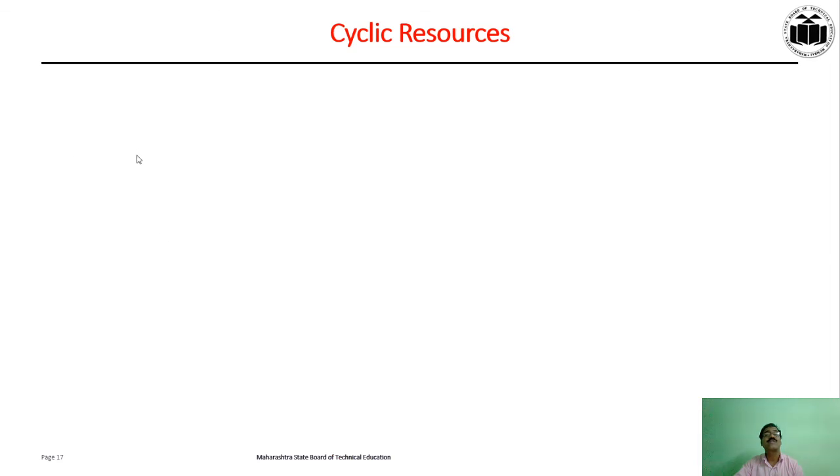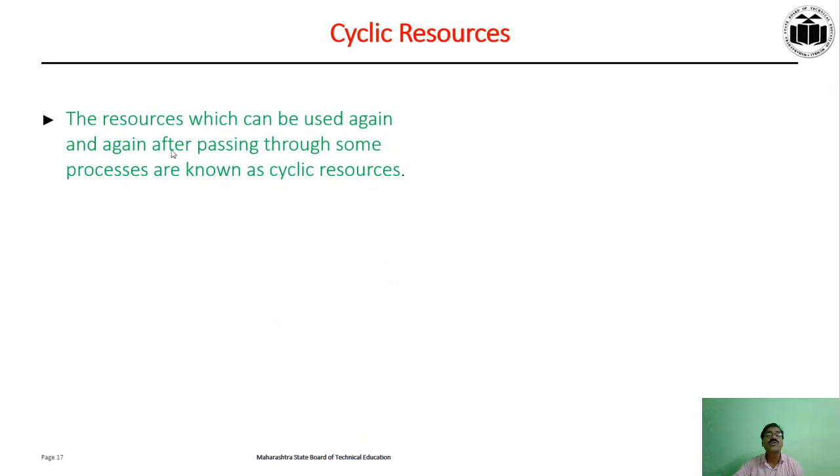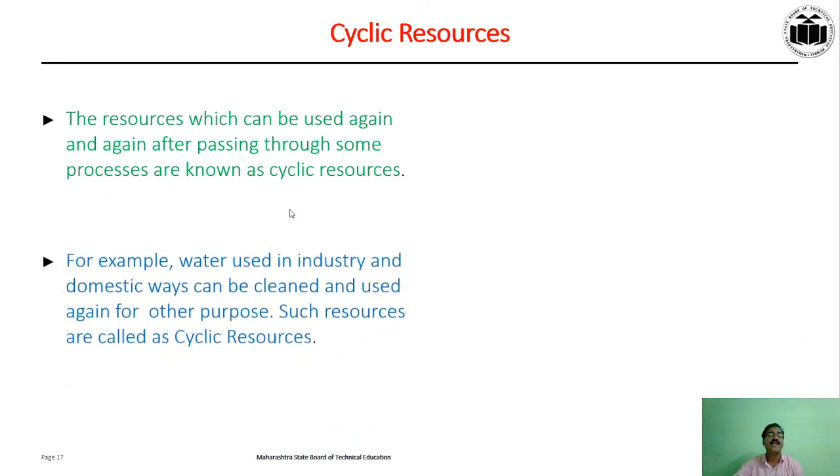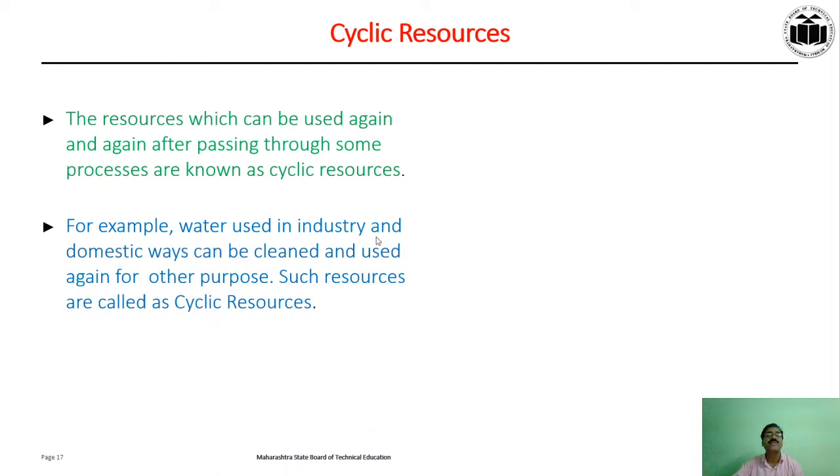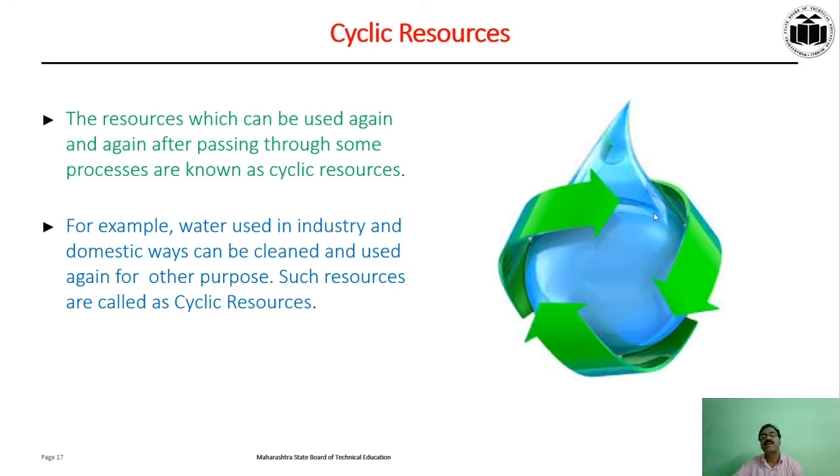Now the last resource is cyclic resources. The resources which can be used again and again after passing through some process are known as cyclic resources. For example, water used in industry and domestic ways can be cleaned and used again for other purposes. Such resources are called cyclic resources. That drop of water, that water is a good example of cyclic resources.